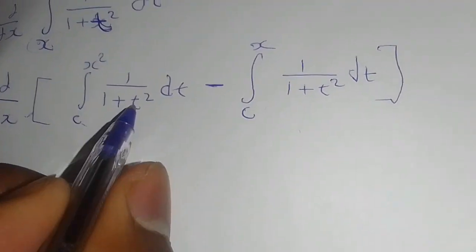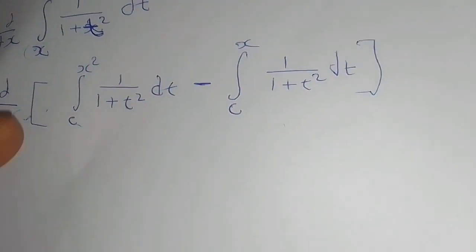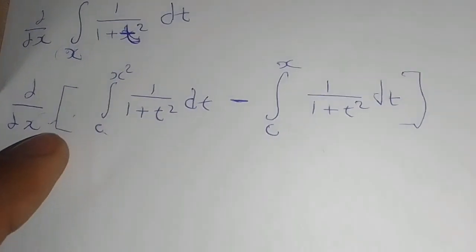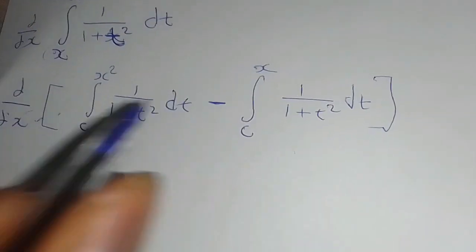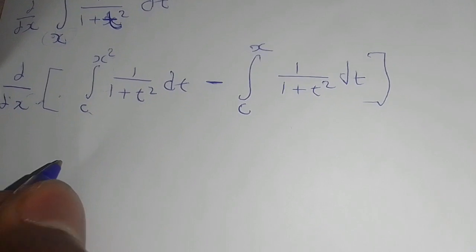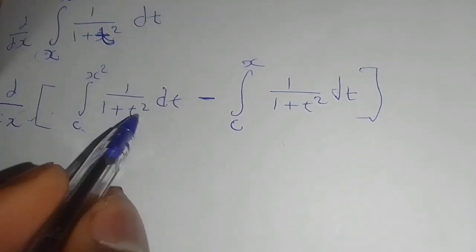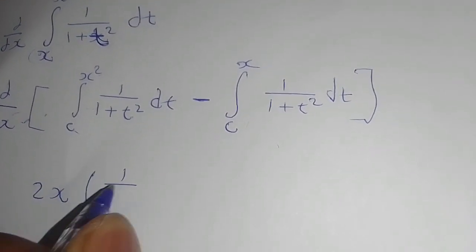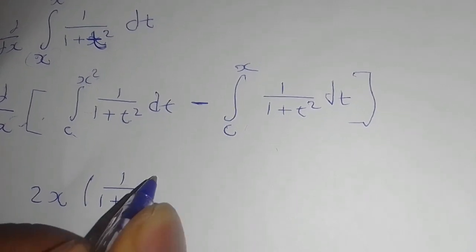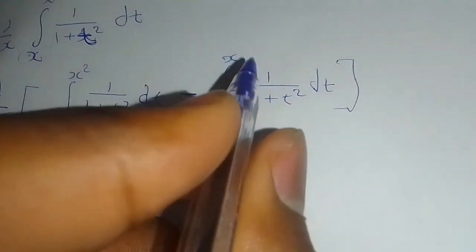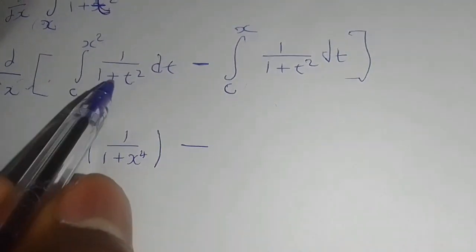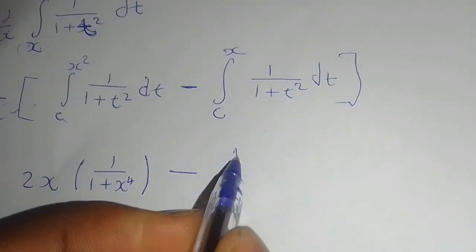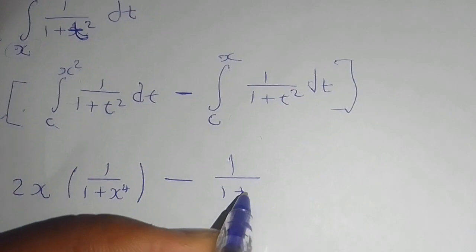Then you apply the fundamental theorem of calculus on each integral. You can rewrite it as something like this. So you know what must be done here: you differentiate each individual integral. The derivative of x squared will give you 2x, and then you plug in x squared, so you're going to end up with 1 over 1 plus x to the fourth. Minus the derivative of x, which is just 1, and 1 multiplied by any number is that number. So you plug in x, and you're going to have 1 over 1 plus x squared.